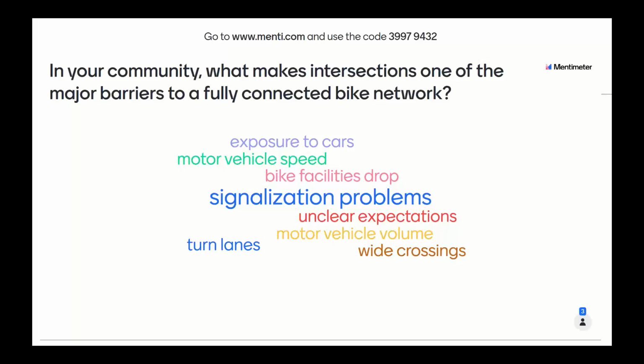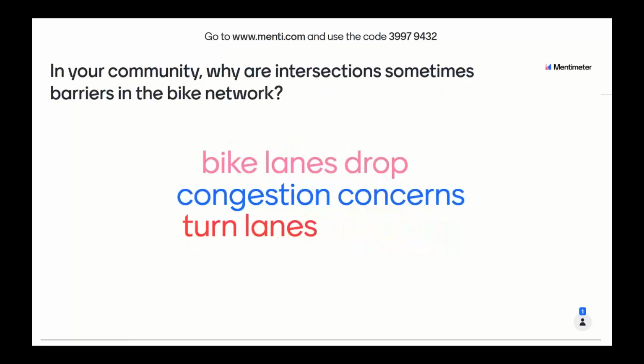Awesome. Thanks, Dan. As Dan mentioned, the code at the top is 39979432. And this is the next question. We're going to leave this one up as we walk through this next resource. But in your community, what makes intersections one of the major barriers to a fully connected bike network? We know that there are a lot of barriers, but again, we want to focus in on intersections. And so we will leave this up throughout. Again, it's 39979432, and we'll come back to this at the end before we dive into a few other questions. You'll go to the next slide for me.